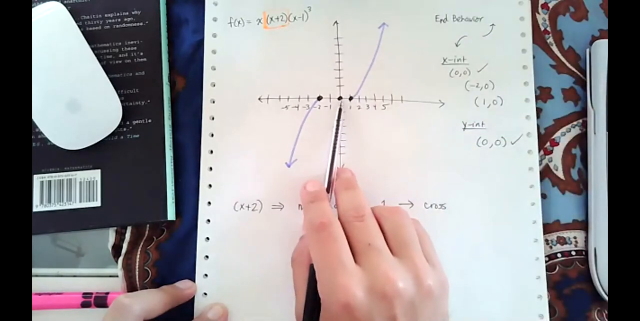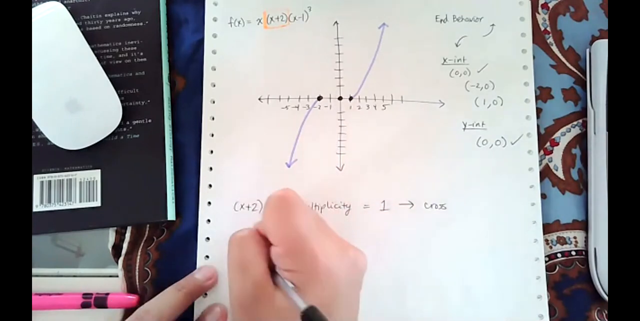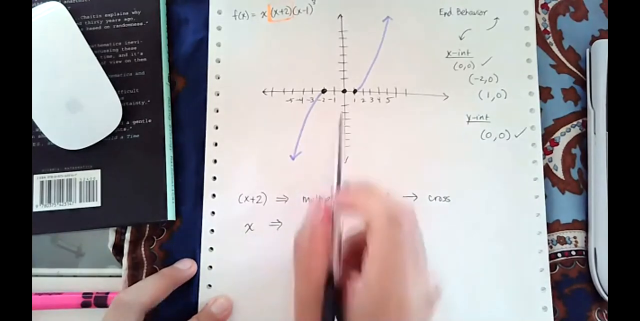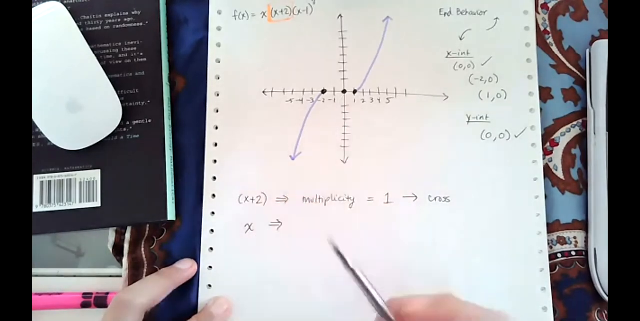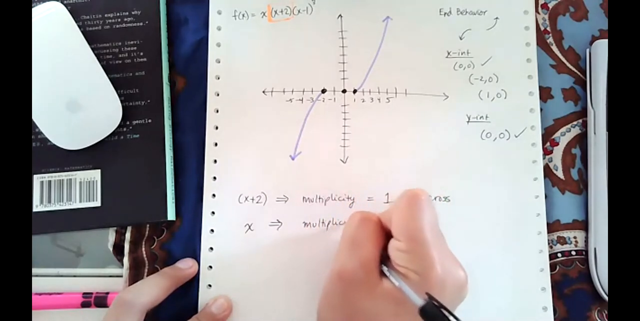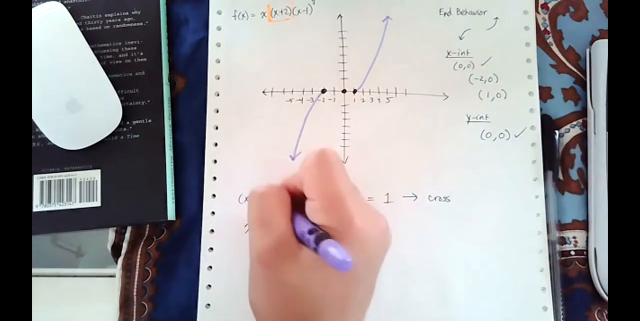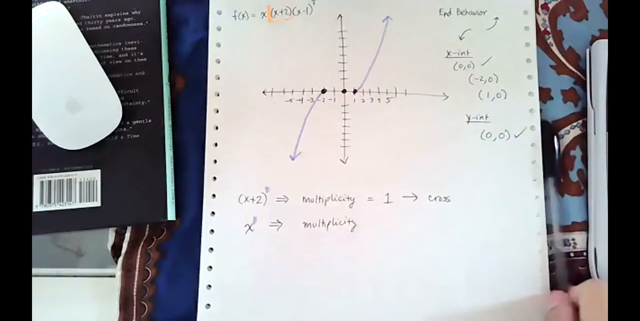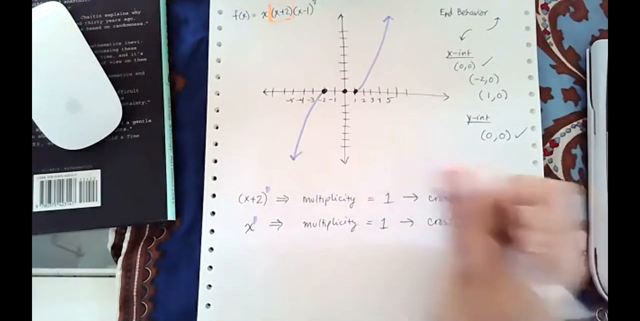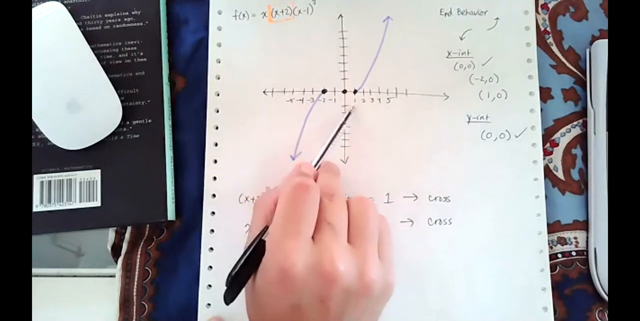This point came from the factor x, because we set that equal to 0, so we got the x-intercept at 0. So the multiplicity there, again, is just 1 as well, because we're talking about the exponents on these guys. So I should be crossing the x-axis. If I come up through here, I should be crossing back down through there.